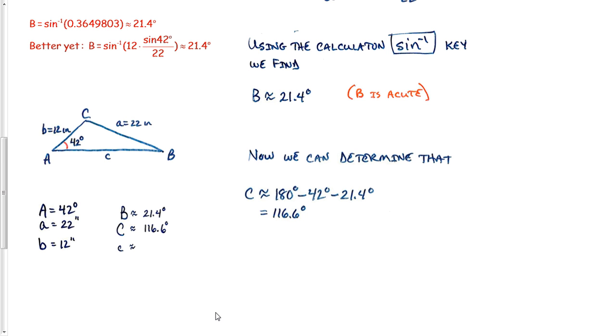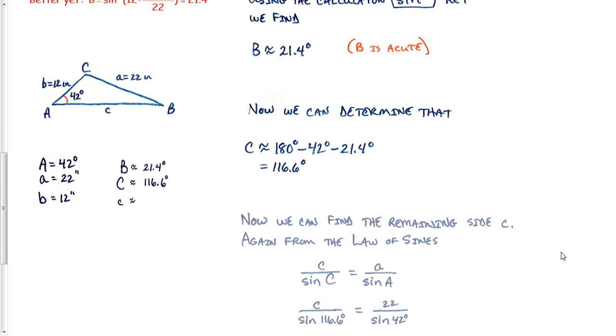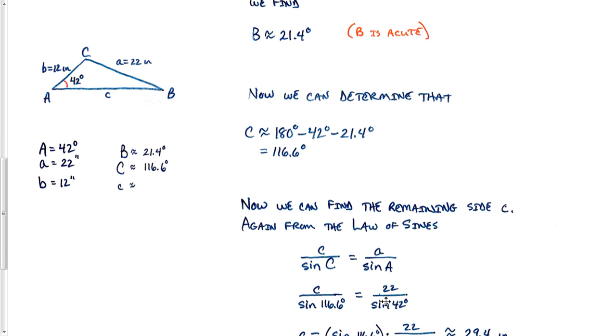So now I know angle B, angle C. The only piece of information left is side C. Now, here becomes the question. If I'm going to calculate side C, I need to use probably the law of sines again. And this time I'm using it of this form.